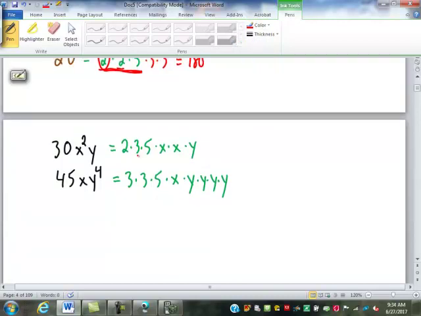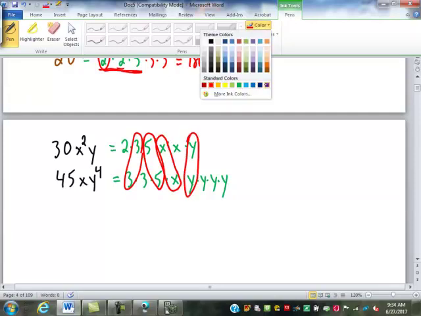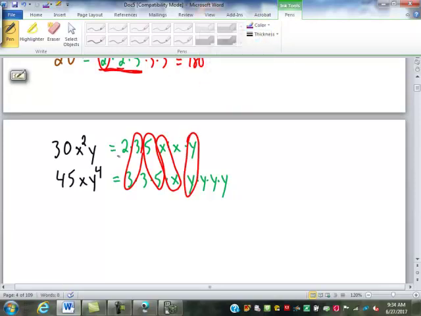So what do we have in common? We have a 3, we have a 5, we have an x, and we have a y. Well, what's missing? On top here, we've got a 2 and an x. So the bottom needs to have a 2 and an x. On bottom, we've got 3 and 3 y's. So the top needs a 3 and 3 y's.